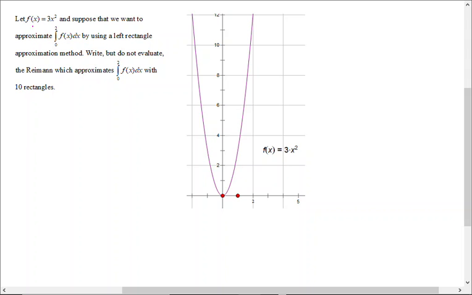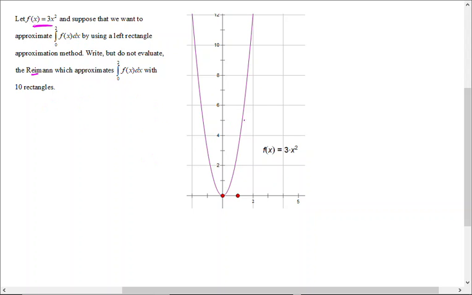So we have a function, let f of x equal 3x squared, and suppose we want to approximate the integral from 0 to 2 of f of x dx by using a left rectangle approximation method. Write, but do not evaluate, the Riemann sum, I mixed up the I and E there, which approximates the integral from 0 to 2 of f of x dx with 10 rectangles.